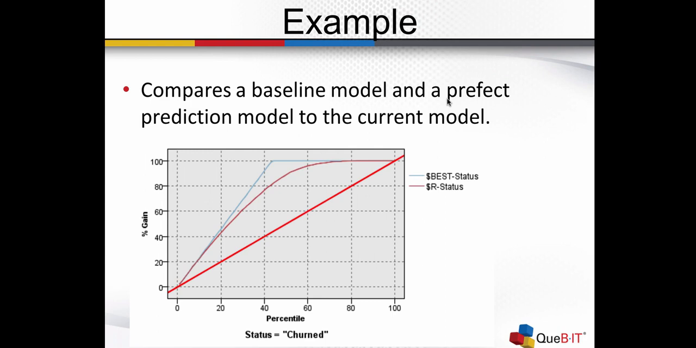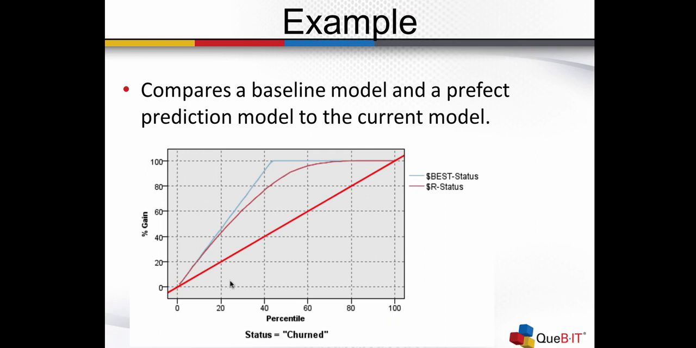The way we really interpret this is, for example, if we look at the baseline model, which again is represented by the thick red line, you can see that as we've gone through 20% of the data, we have correctly found 20% of those customers that have churned. As we've gone through 40% of the data, we have correctly identified 40% of the customers that have churned. And again, we're just predicting at chance.